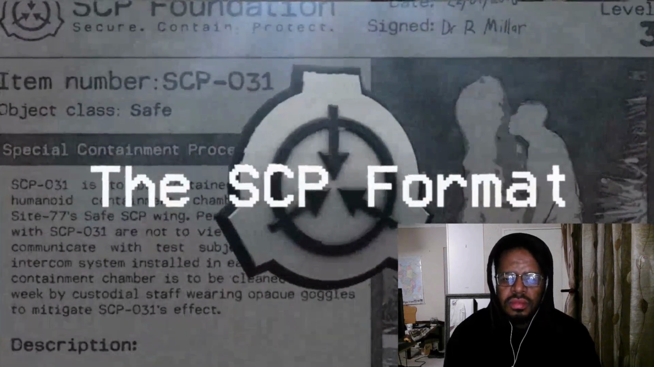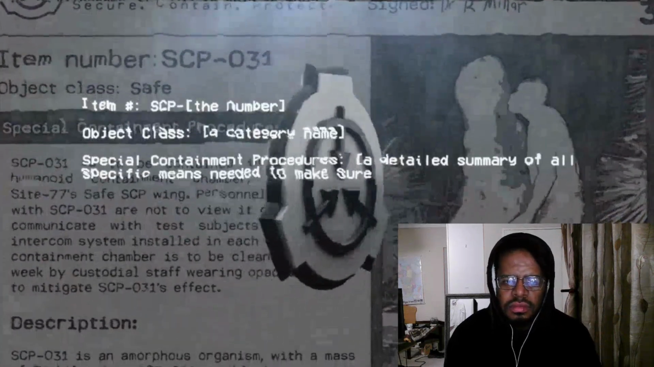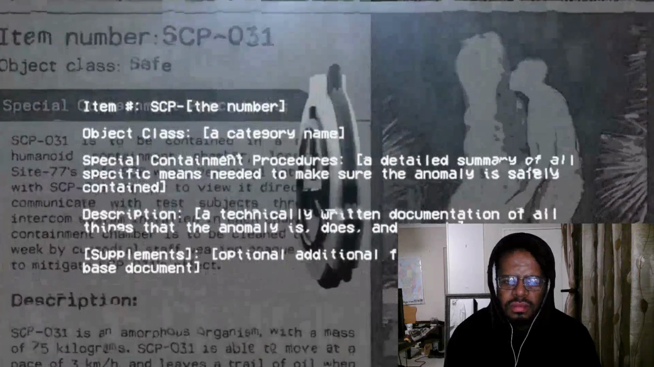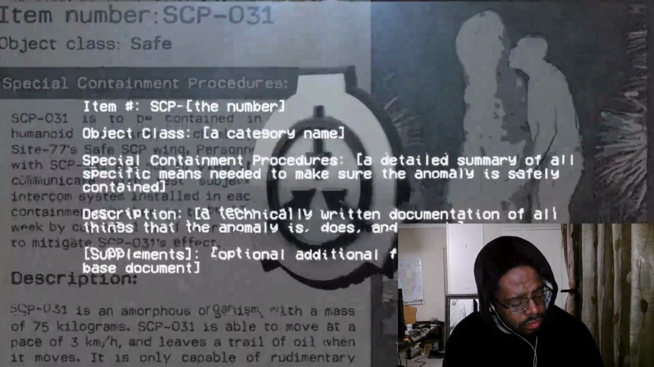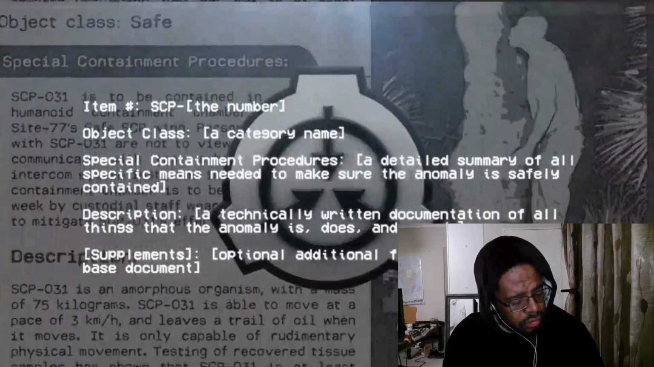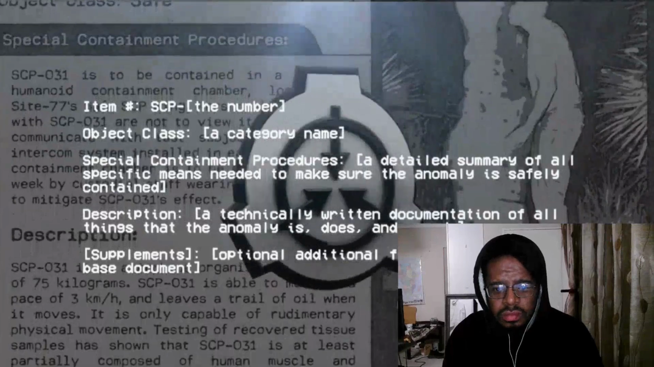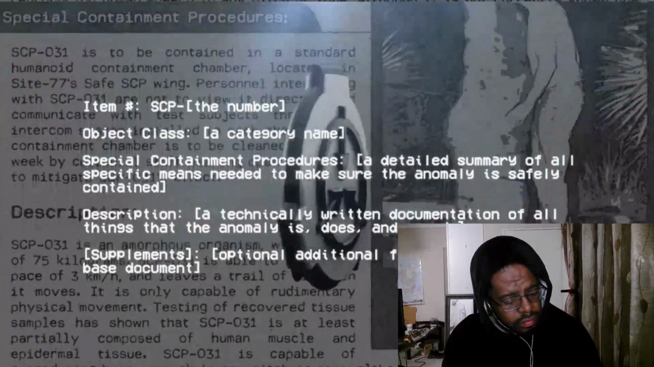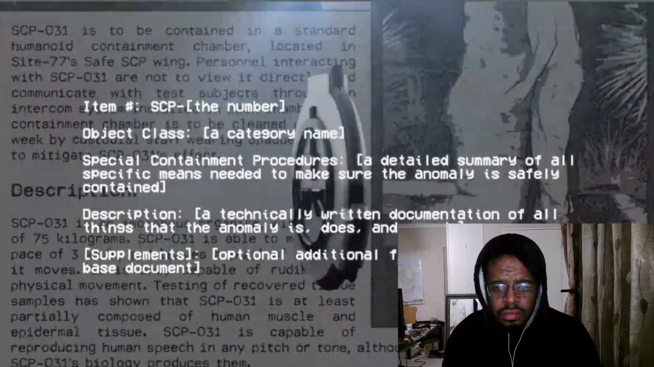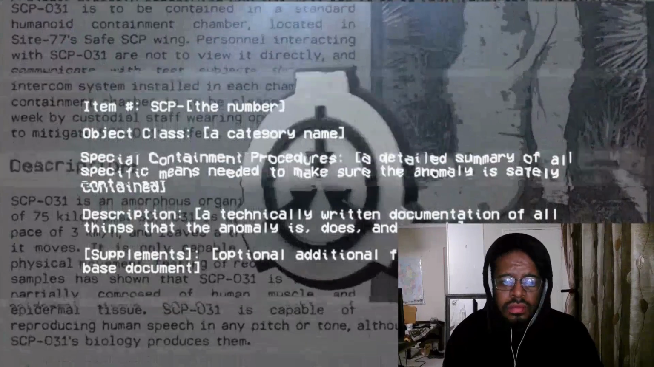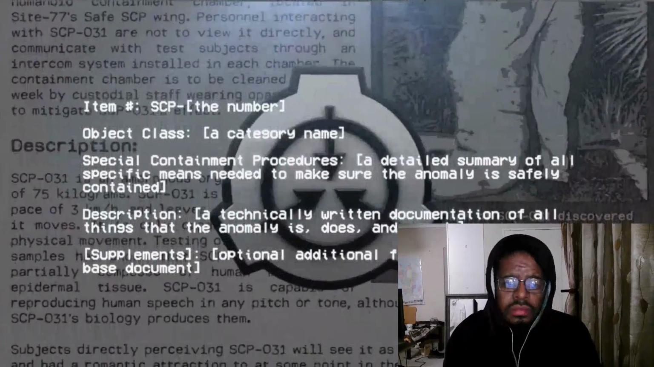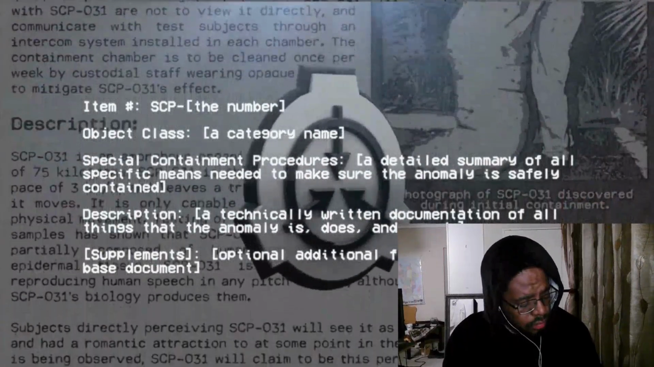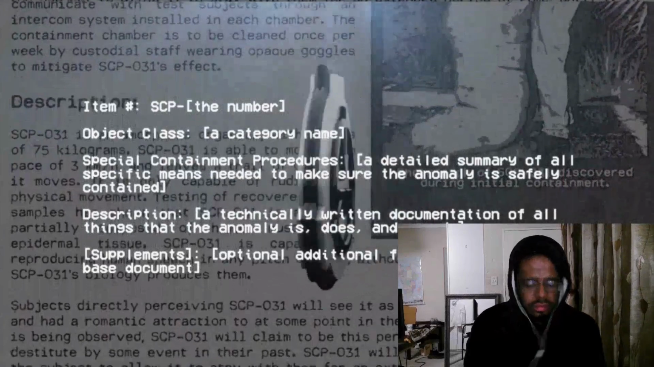The SCP format. An SCP file has a very specific format that, in general, must be strictly adhered to. SCPs are the backbone of the entire franchise. These documents are the set pieces of the universe, showcasing its tone, stories, and possibilities. The basic format of an SCP is as follows.